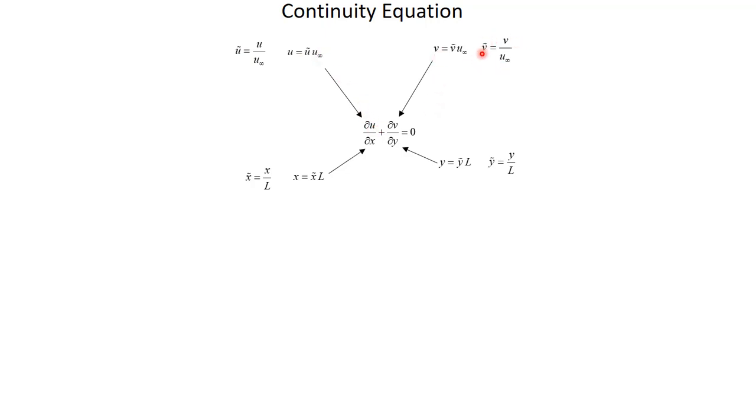V, according to this definition, is v squiggle times u infinity, that's what I'll put here. X is x squiggle times L, and y is y squiggle times L. So I'm just going to make those substitutions here, and this is what I get, right? U became u squiggle times u infinity, and so on and so forth. Of course, u infinity and L are both constants, so I can pull them out in front here and here. And since the same group appears in front of both of these terms, when I divide through by u infinity over L, I get a dimensionless continuity equation that looks almost the same as my dimensional continuity equation, just that I put a little squiggle over every single term.